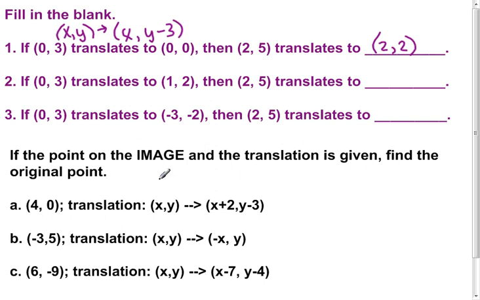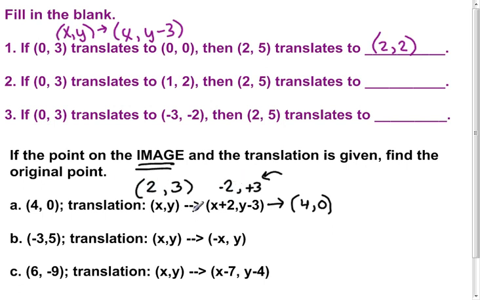If the point on the image and the translation is given, find the original point. So this was our translation. After we did that, we ended up with (4, 0). So this time we have to go backwards. If it's (4, 0), we took a number, whatever that number was, we subtracted 3, and we got 0. So to go backwards, we add 3 to the y value. And then for the 4, we had to add to our number, so do the opposite, subtract 2.